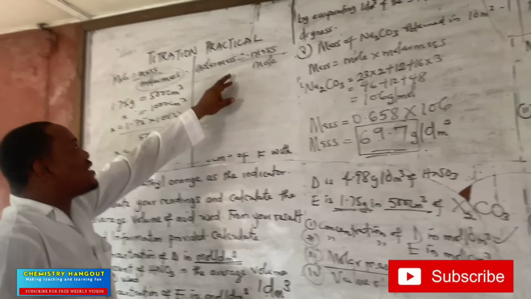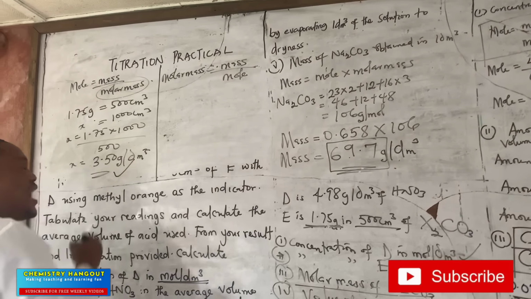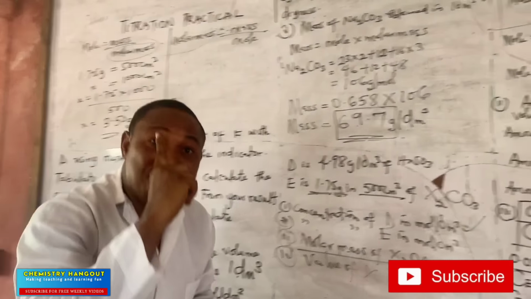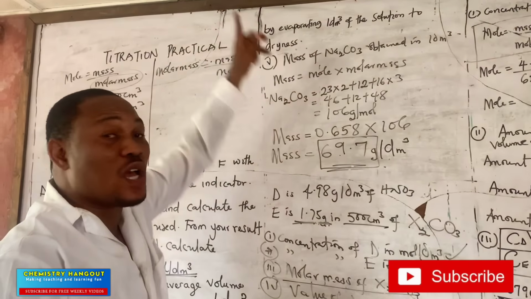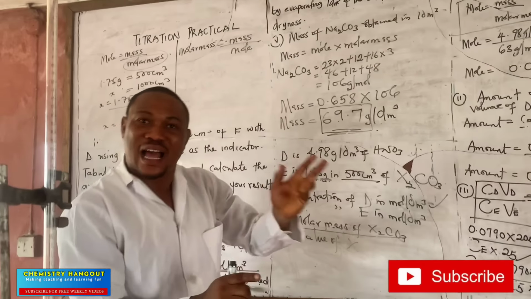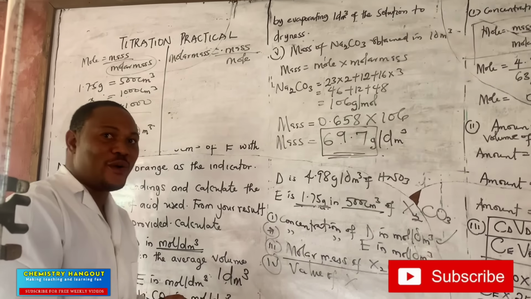So our molar mass equals mass over mole. What is the mass now? You have gotten it. And that's why titration is very, very tricky. When you miss one value, the probability that you are going to miss all the values is high, because the value you have gotten is the one you use to calculate. If you missed the first one, you're on your own.